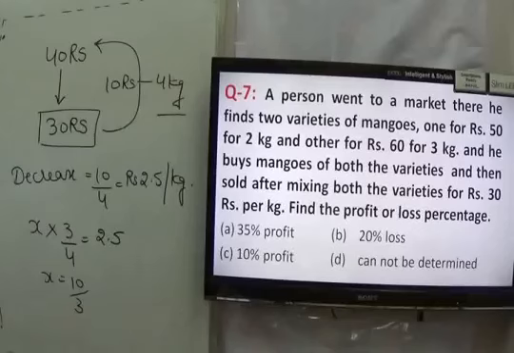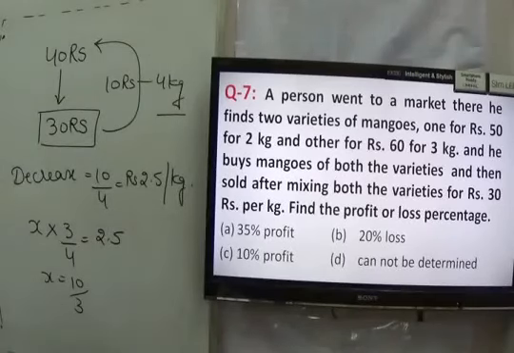Next you have statement number 7. Read it carefully. A person went to a market. There he finds 2 varieties of mangoes, one for rupees 50 for 2 kg and the other for rupees 60 for 3 kg. He buys mangoes of both varieties and then sells them after mixing both varieties for rupees 30 per kg. Find the profit or loss percentage.